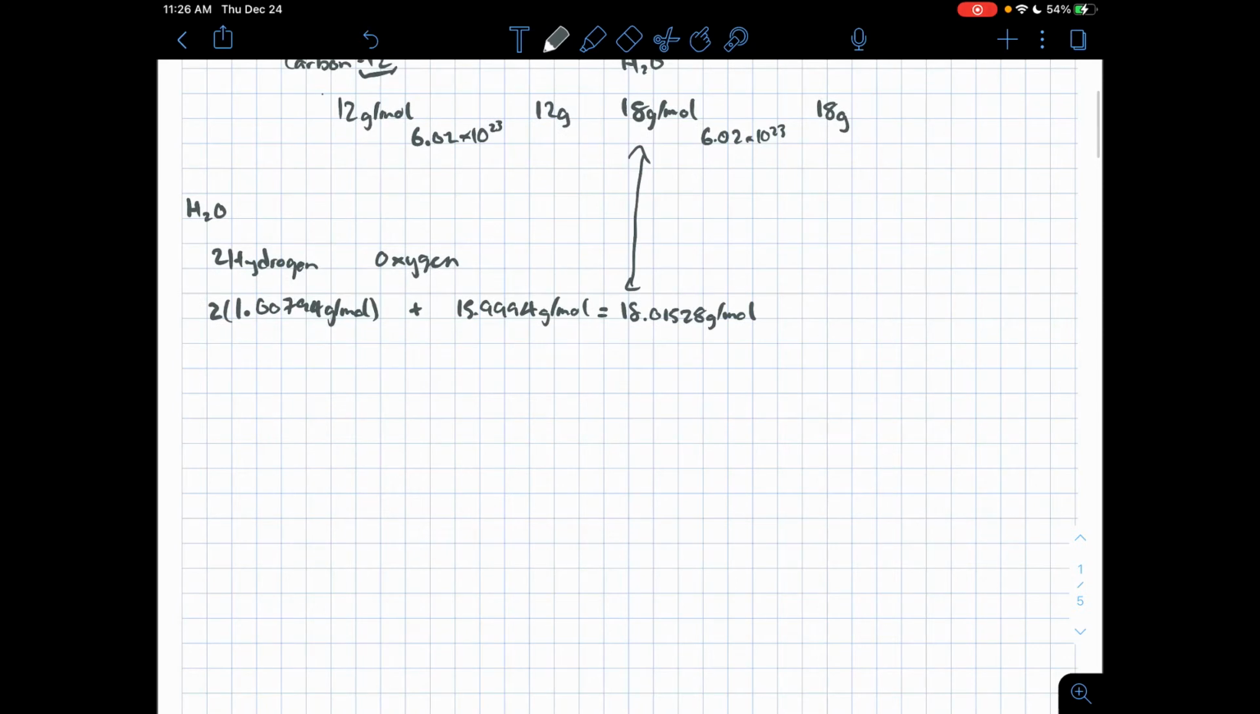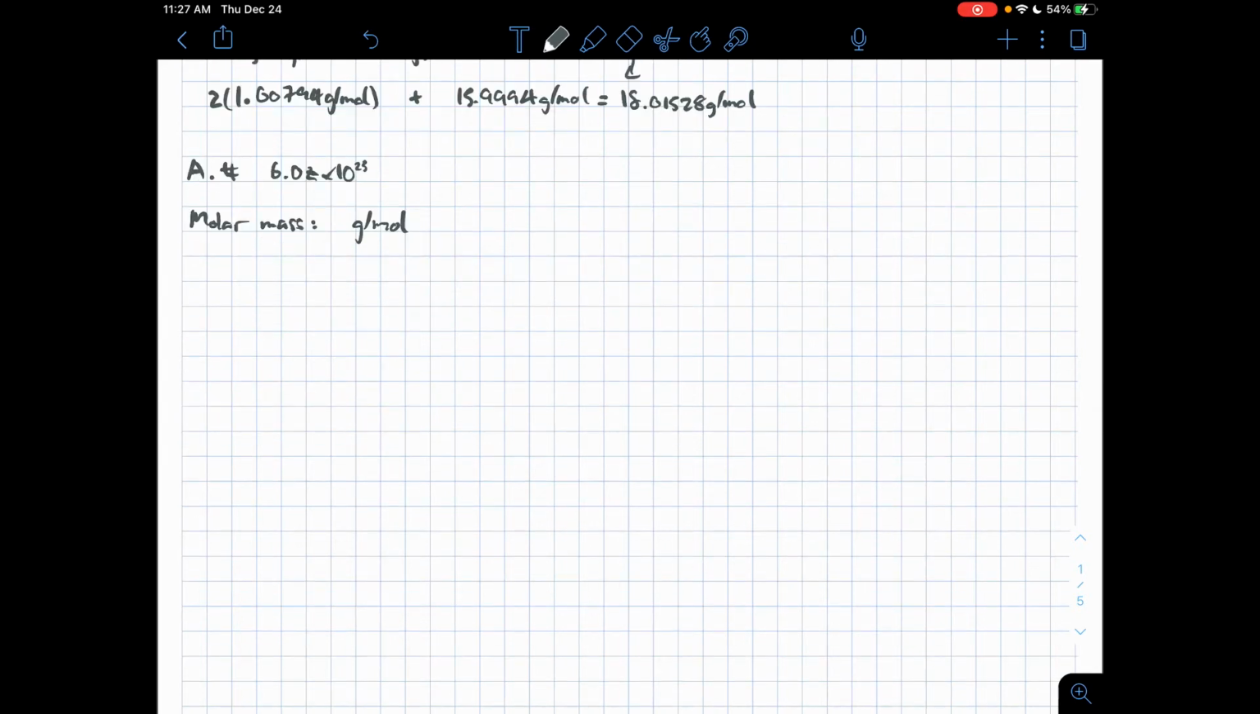So, are you lost yet? To review, Avogadro's number is 6.02 times 10 to the 23. And molar mass is just the atomic mass of all the elements inside of an ion or a molecule or an element, expressed in grams per mole. So with all of this, let's go on from here.